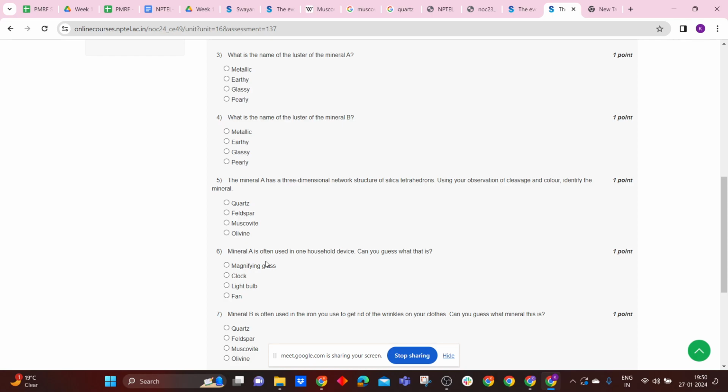Sir, can you repeat the question? So you guys are telling me that mineral A is often used in a household device. One of the students has told me that quartz is used in a clock. Mineral A is quartz, and quartz is used in a clock. So why is it used in a clock? My simple question is why do you use quartz in a clock?